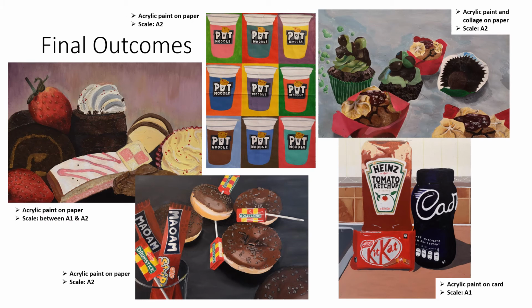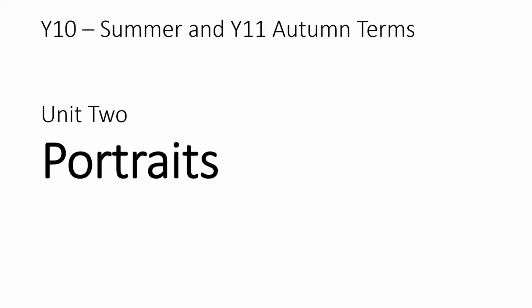In this slide here, you can see a number of outcomes that have been done in the recent past, work that's still on show in school in the dining room area. You can see the kind of diversity of the work that's produced. It is possible that the students could end up doing a drawing or a painting, perhaps a print, or even some 3D work in response to this unit of work.